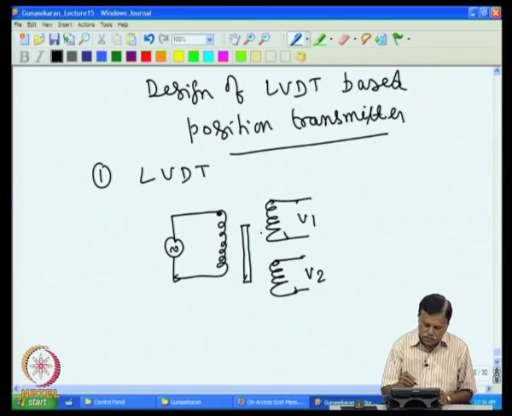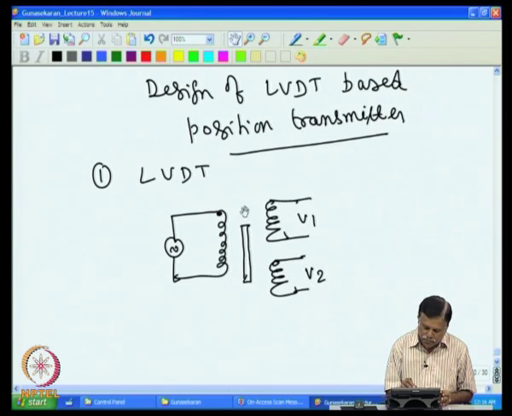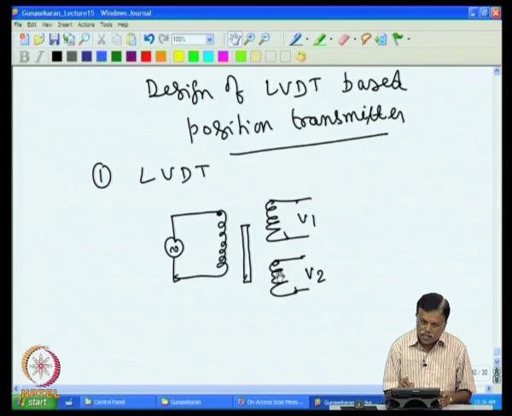Now, if this core is in the middle, that is linking half of this coil and the other half is linked to this coil, then this voltage V1 and V2 will be equal. In case the core moves up and occupies more of this and less of this coil, then you will have V1 more and V2 less. Similarly, if the core moves downwards, then it will have V2 more and V1 less.